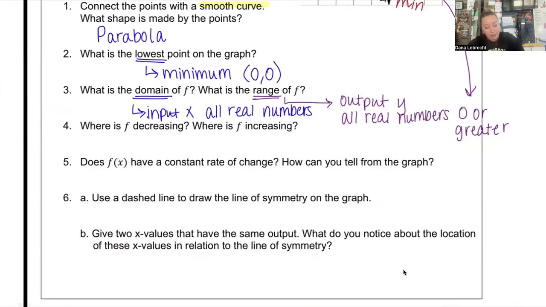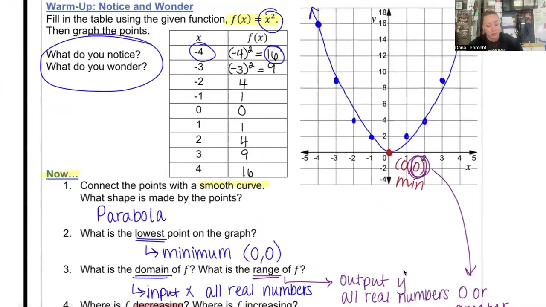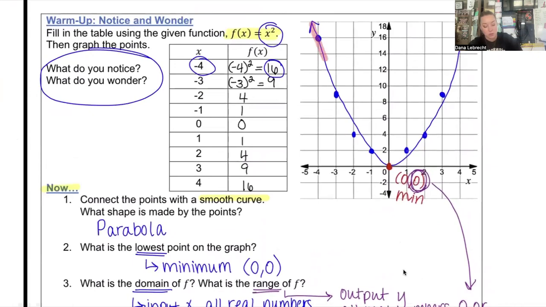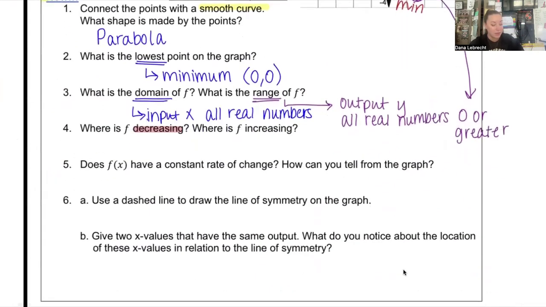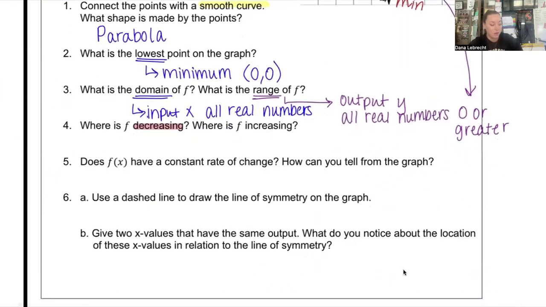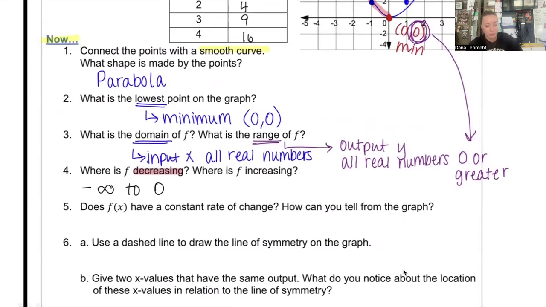Number 4, we're being asked where is F decreasing? Decreasing means going down, right? So we're looking at our graph to see where F is going down. It's going down on this whole side until we get to that minimum point. So that means F is decreasing from negative infinity to 0. That is the X value where we hit that minimum.